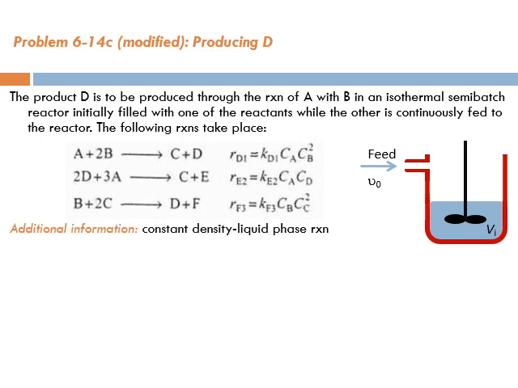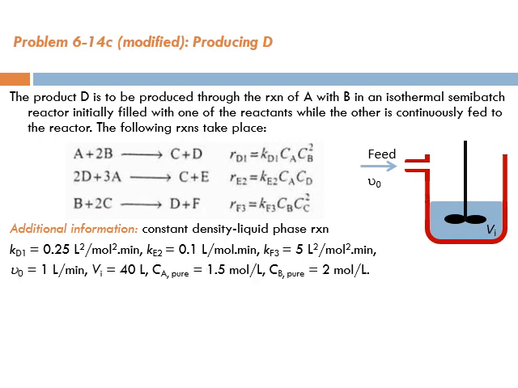Okay, additional information: constant density liquid phase reaction. We have the values for the rate constants given, identified through chemistry, of course, and we have also a few other parameters like epsilon naught. So this is a suggested volumetric flow rate given for the feed, 1 liter per minute. VI, so initially we should fill the reactor with 40 liters. This is another suggested value. VI is V initial.